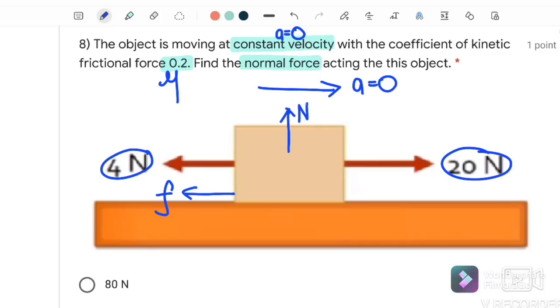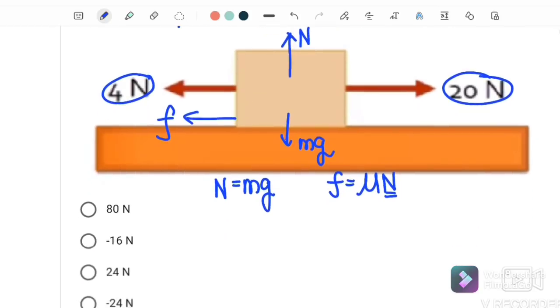Okay, and also we have normal force and also mg. So these are the forces involved. When we want to find normal force, we know that normal force is equal to mg. The problem here is we don't have the value for the mass. So we can use frictional force equals to mu N to find the normal force. But before that, we need to find the value for frictional force first.